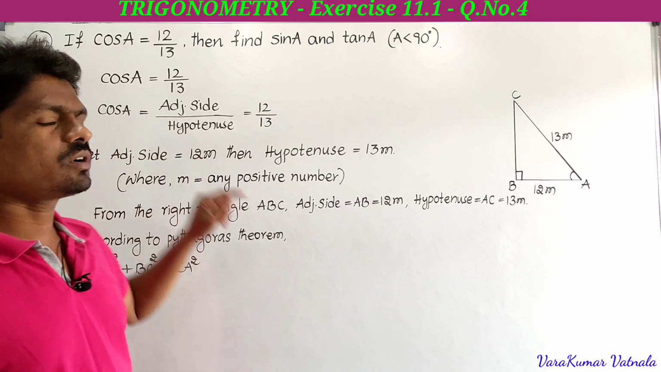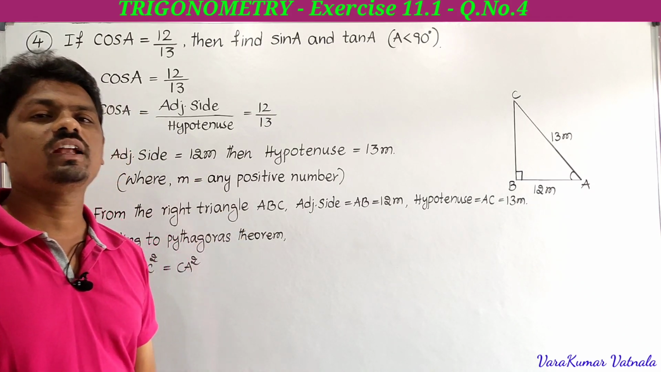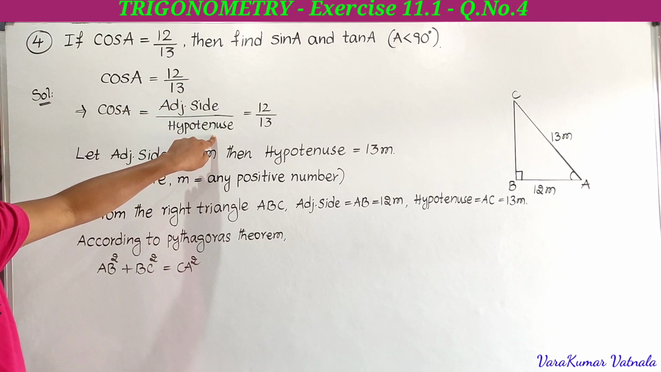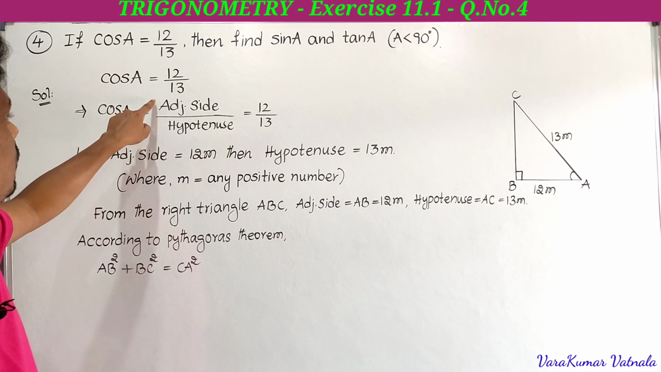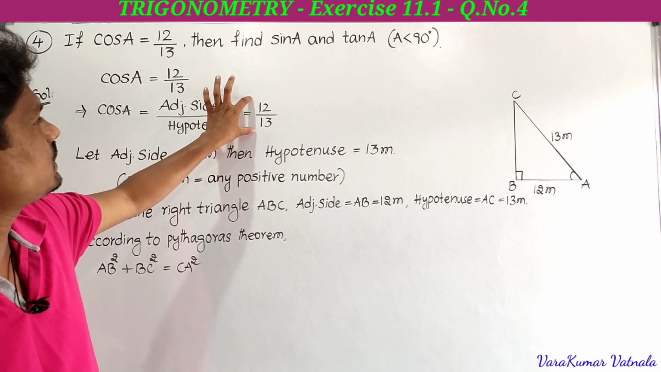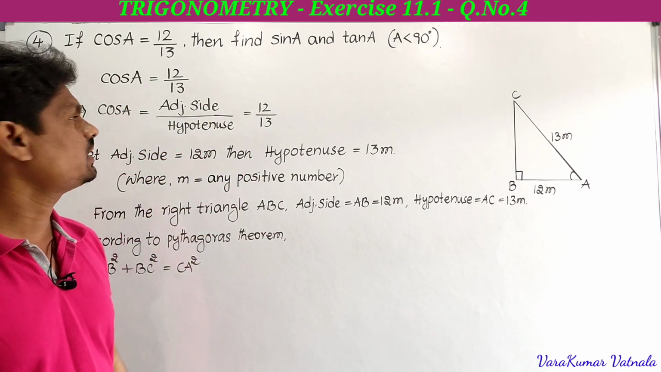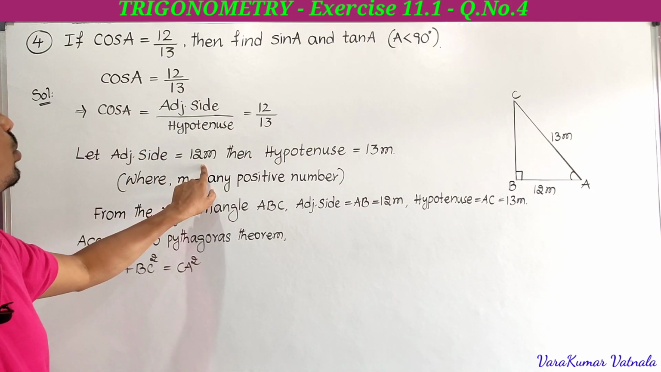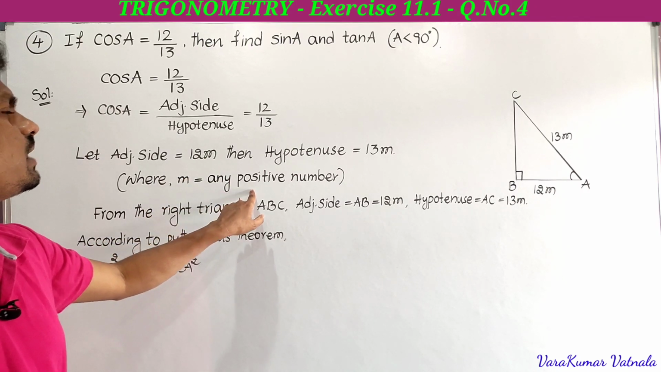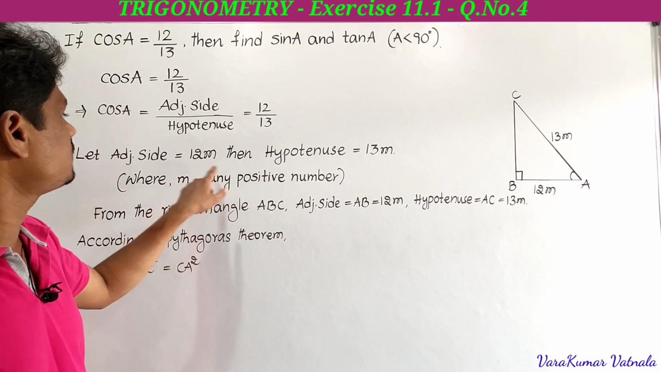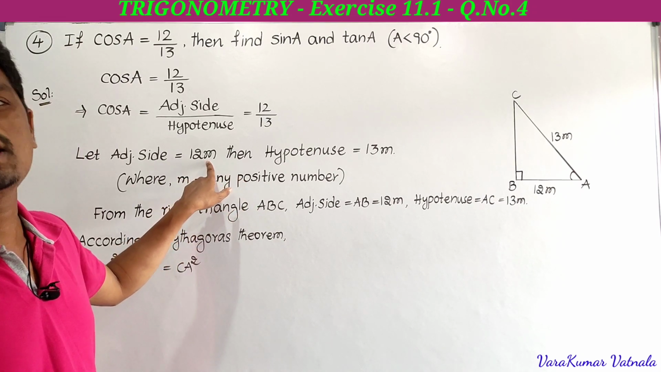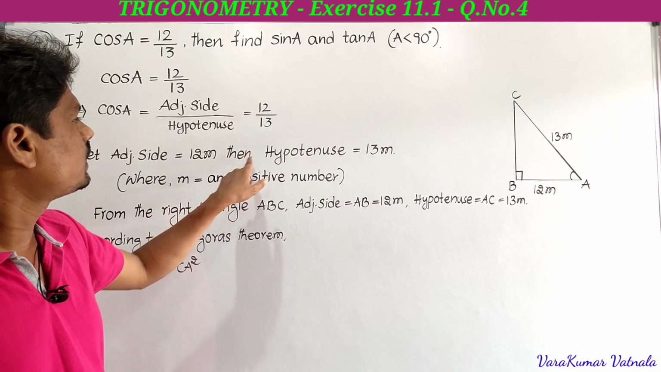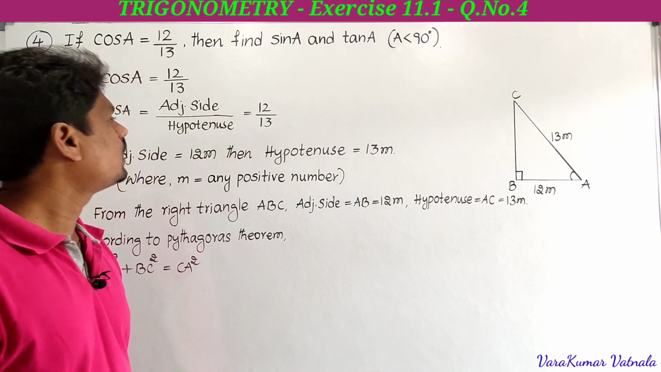So what we know about cos A in terms of sides of a right angle triangle, cos A equals adjacent side by hypotenuse. Here cos A equal to adjacent side by hypotenuse is equal to 12 by 13, so it is the ratio. Hence let adjacent side equal to 12m. m is a constant here, any positive number. We just have to select a variable. Let adjacent side equal to 12m, then hypotenuse equal to 13m.